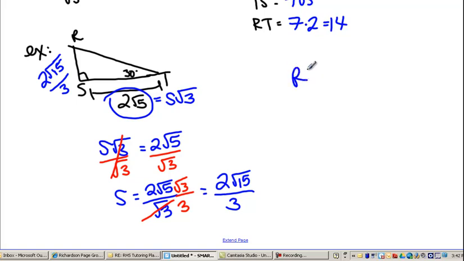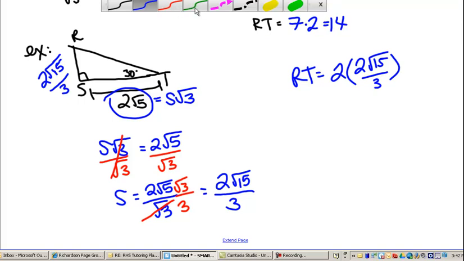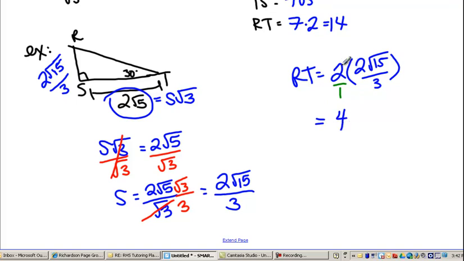Now to find RT, we're just going to take 2 times our side length, which is 2 square roots of 15 over 3. Okay? Again, you're going to be extremely comfortable with dealing with fractions once you're done with this class. Okay, whenever you see a whole number, just put it under 1 and you multiply straight across. Okay, you multiply like terms too. Okay, don't tell me this is 4 square roots of 30. This is 4 square roots of 15. Okay?